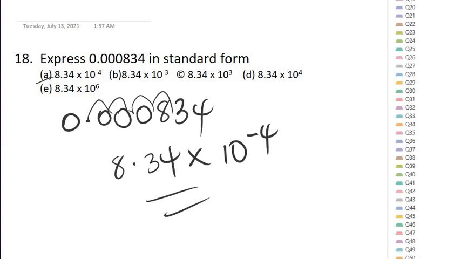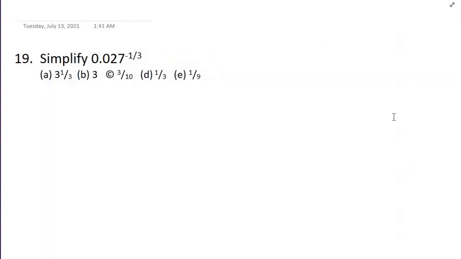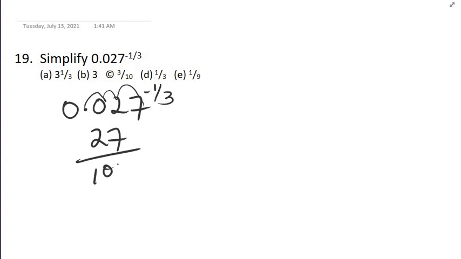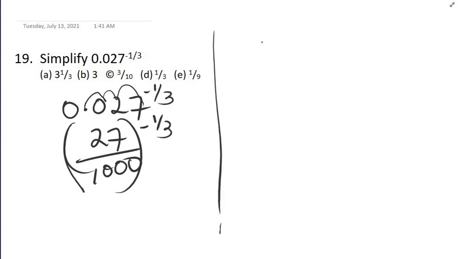Okay, question 19. Let's simplify this: 0.027 raised to power minus 1 over 3. Let's express this as a fraction first. To make 0.027 a fraction, you count 1, 2, 3. It's 27 over 1000. Now the power minus 1 over 3. Mind you, using the law of indices, the minus means 1 over 27 over 1000, raised to power 1/3. That's what it means.